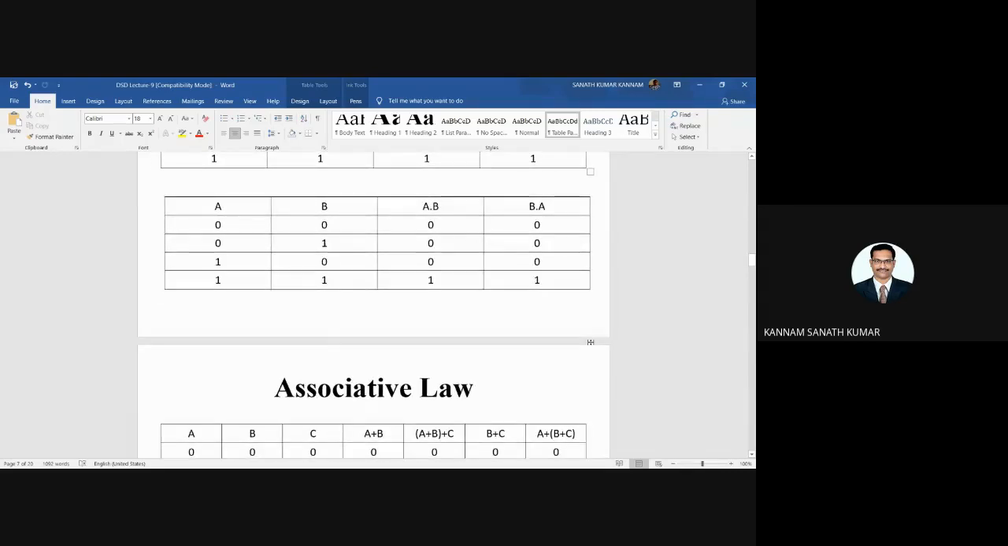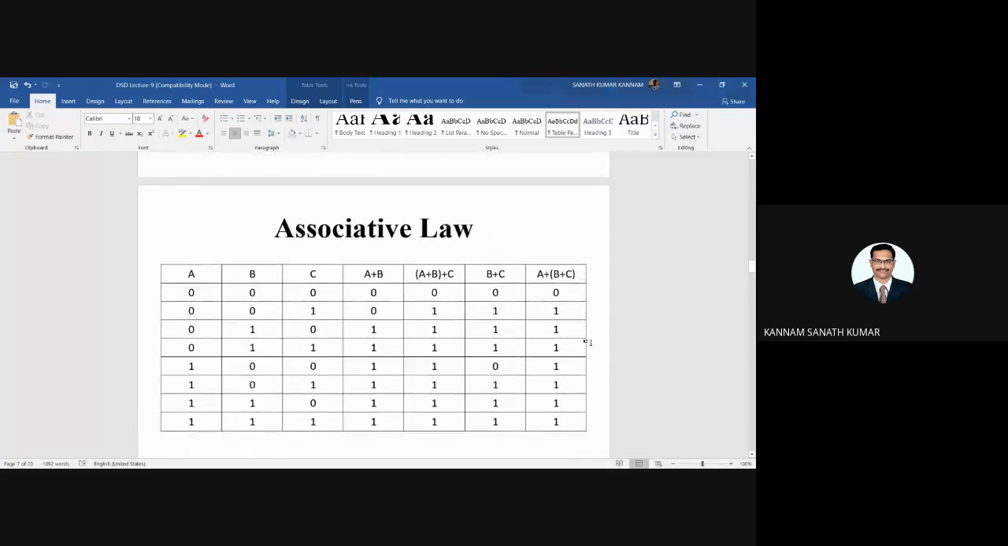So that means from the commutative law, you can say that AB equal to what? BA. And the associative law, so you should take three inputs. Three inputs means how many possible inputs you will get? 2 cube, which means 8 possible inputs: 0 0 0, 0 0 1, 0 1 0, 0 1 1, 1 0 0, 1 0 1, 1 1 0, and 1 1 1. These are the possible inputs.